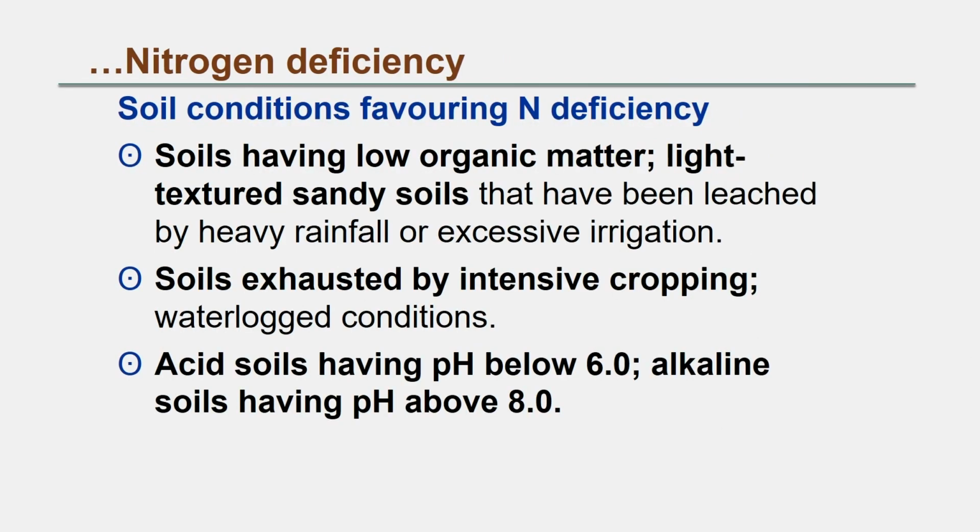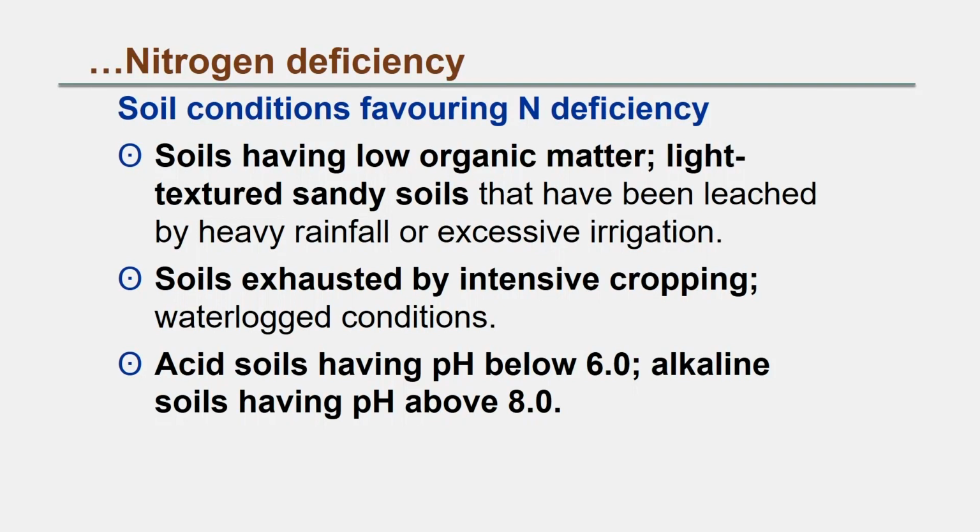Now, what are the soil conditions that favor the nitrogen deficiency? So, soils having low organic matter, because most of the nitrogen in soil is related to the organic matter. It is part of the organic matter. So, if organic matter is low in the soil, so will be the nitrogen.